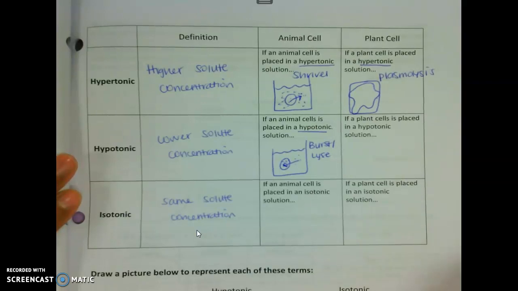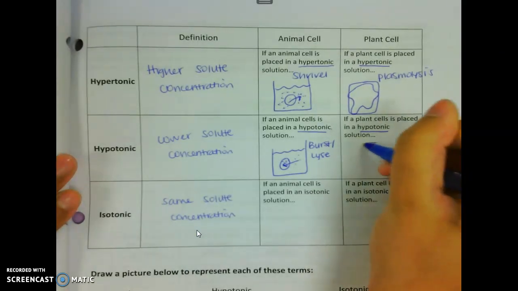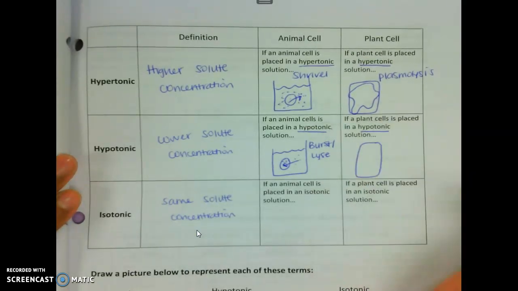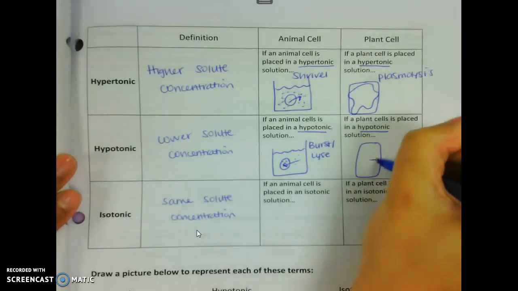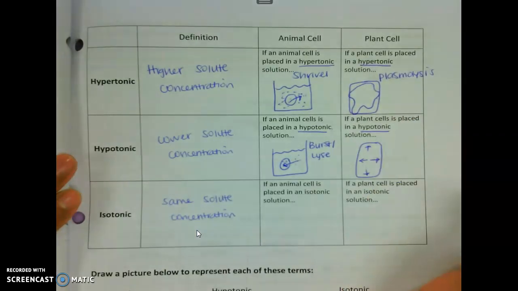If we place a plant cell in a hypotonic solution, it's going to do the same thing. Water's still going to come in, but remember that cell wall? This is actually going to protect the cell from bursting. So we're going to see pressure building up against the cell wall, but the cell wall is going to prevent it from bursting. This is actually the happy place for plant cells. This pressure against the cell wall is going to help them remain upright and not wilt.